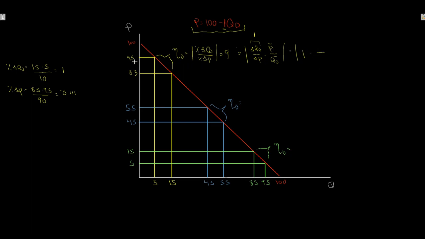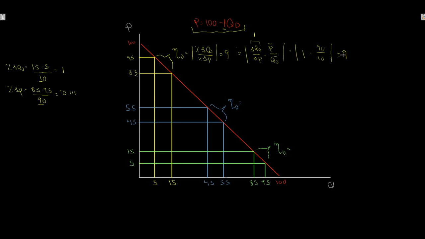Well, we worked that out. The average price was 90, all over our average quantity demanded, which we worked out as well. That's 10. So 1 times 90 over 10 is 9. So again, in this case, we have an elasticity of 9. Again, start to think about this. We got math, we got a number. Great. What does it mean?